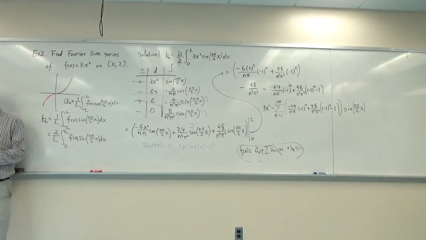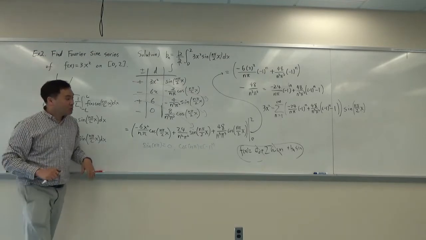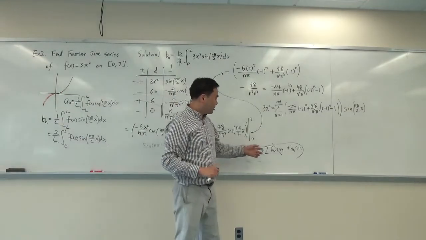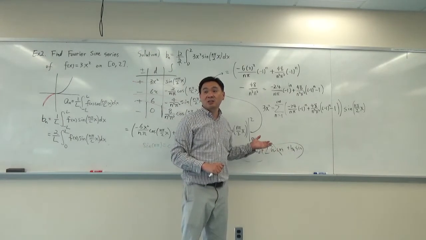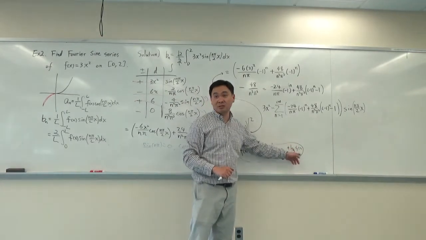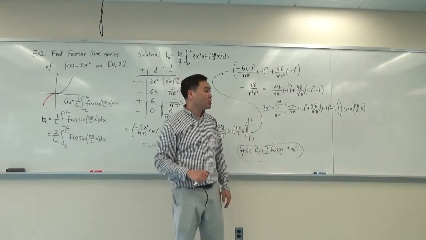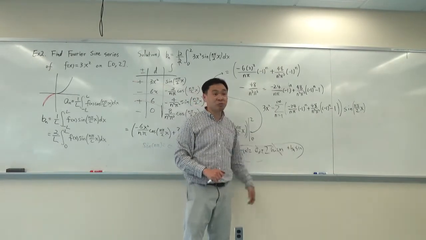But here's another way to think about it. Since f of x is the one that we're extending, since this is an odd function, you can't get cosines and constants because those are even functions. If you have an odd function, you can only get sines. If you have an even function, then you should only get a0 and an's. The bn's should not appear.